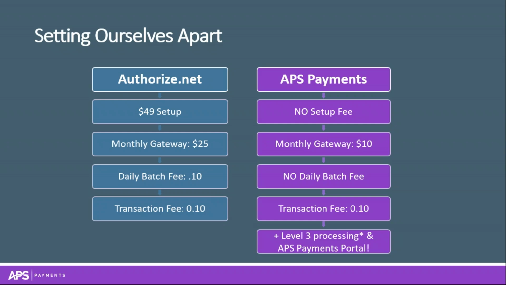As you can see on the right-hand side, APS doesn't charge for some of these things. APS doesn't charge for setup. Our monthly gateway fee is less than our competitors. We don't charge for a daily batch fee, and our transaction fees are comparable. But along with that, you're getting extended value. You're getting that Level 3 processing when it becomes available in Canada. And if you are interested, we can have a discussion around the APS Payments portal.